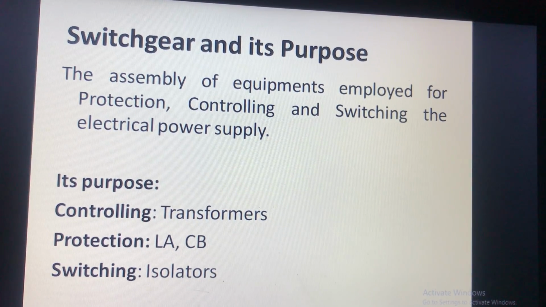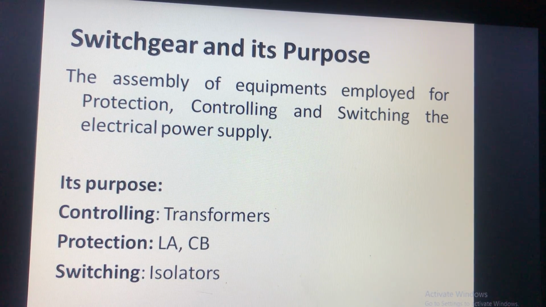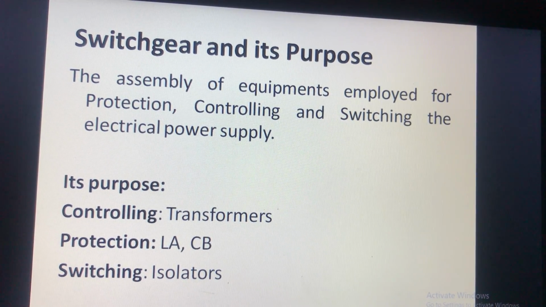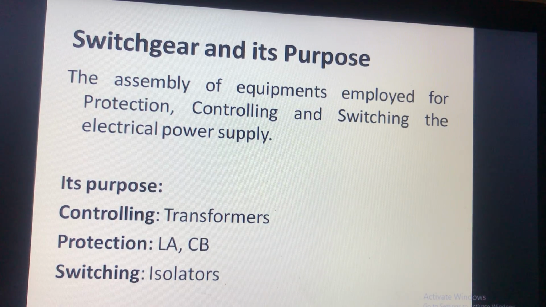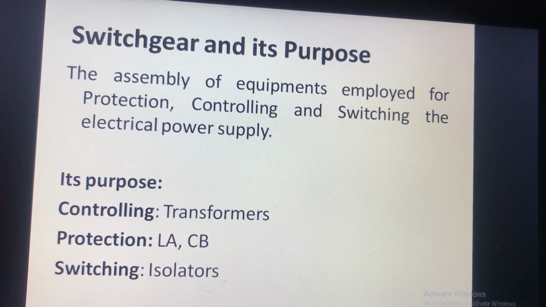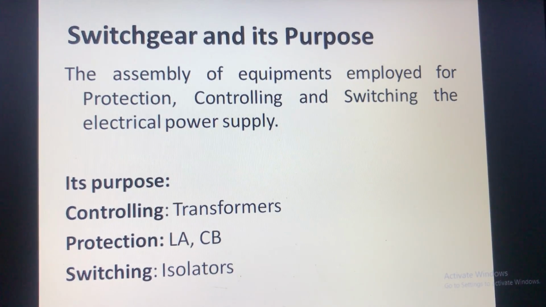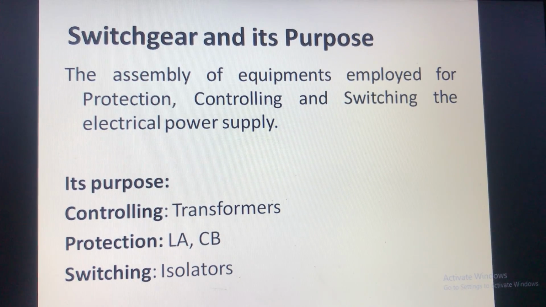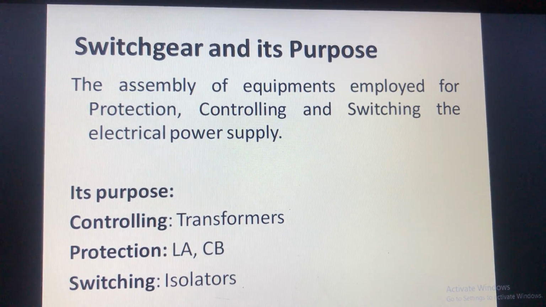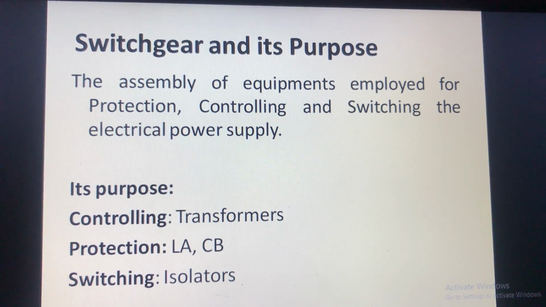So why is it required? First is controlling. For example, the power which is received at the substation is of high voltage, because for transmission we are using high voltage like 220 kV or higher than this. This is not required at our end. So this voltage is required to be stepped down, which means the level of the voltage should be decreased. For controlling this power supply, that is, to step down this voltage, we require transformers. For these transformers, we require their protection also, and their switching also. So for controlling, we are using transformers to step down the voltage we are receiving at the substations.